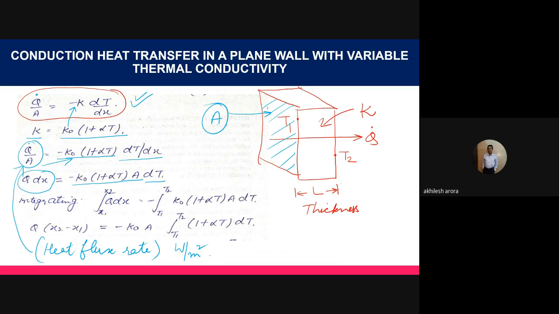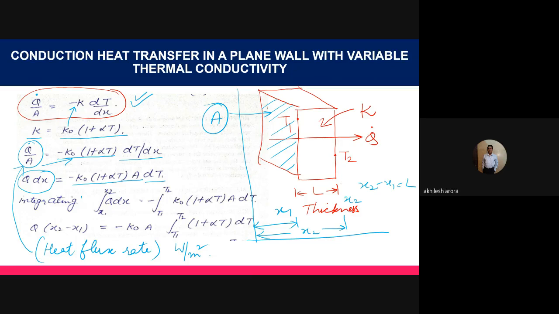Then what we can do is integrate this equation, where x is equal to x1 and here x is equal to x2. Once again, as I told you, here we can consider the coordinate system: the left face is at a distance x1 and the right face is at a distance x2, and the difference x2 minus x1 is actually equal to L. So that is what is written here.